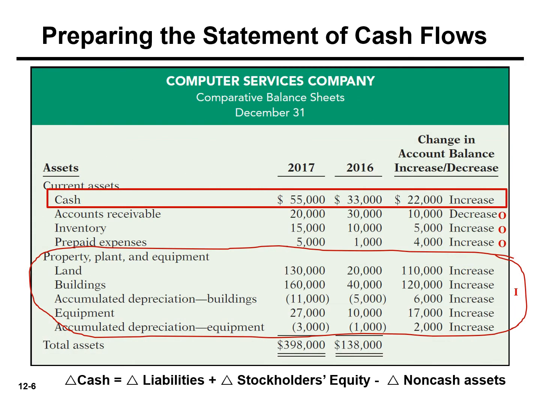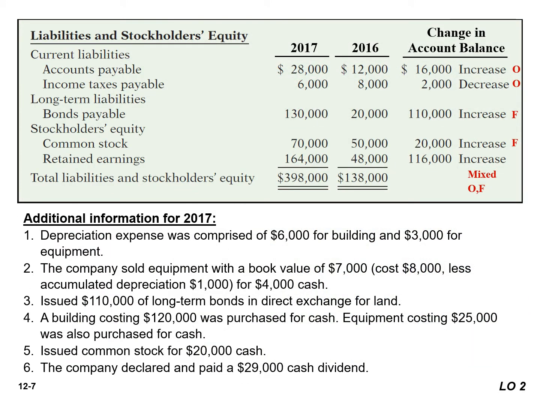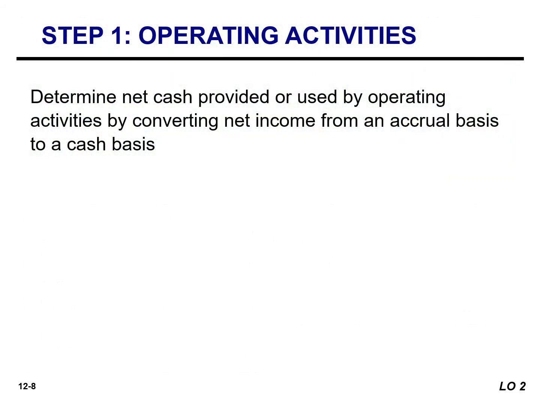We've already analyzed Computer Services, and we determined that the change in accounts receivable, inventory, and prepaid expenses are considered operating activities. We also determined that the change in accounts payable and income tax payable are also an operating activity. To determine net cash provided by operating activities under the indirect method, companies adjust net income.